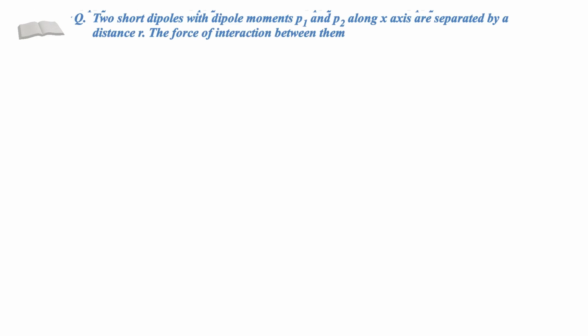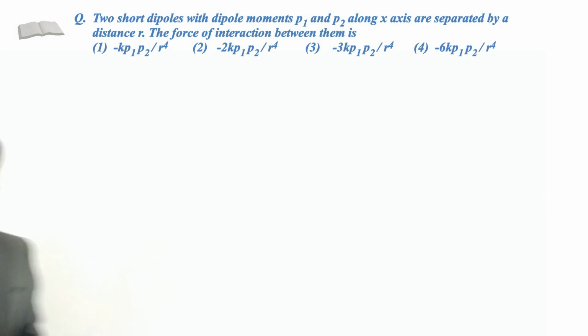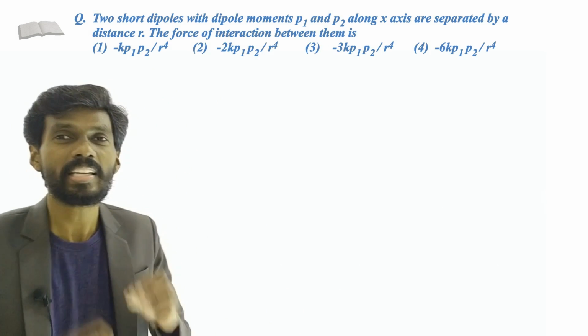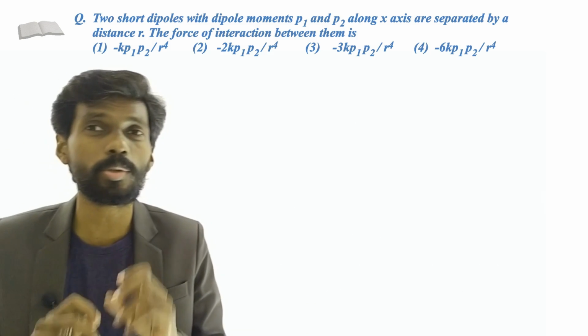Two short dipoles with dipole moments P1 and P2 along the x-axis are separated by a distance r. The force of interaction between them is? Here also we need to find the force on a dipole, but not due to a point charge like the last question. Here we need to find the force on a dipole due to another dipole.